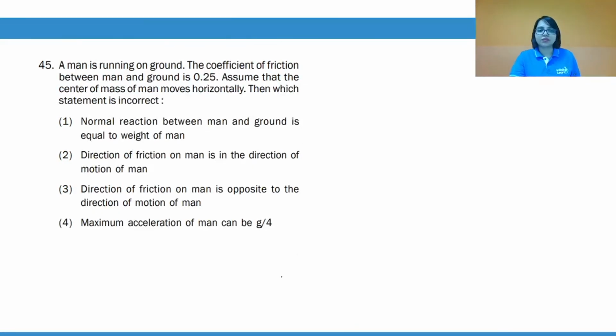Next is question number 45. A man is running on ground. The coefficient of friction between the ground and the man is 0.25. Assume that the center of mass of man moves horizontally, then which of the following statements is incorrect? Normal reaction between man and the ground is equal to weight of the man? Yes, because mg will be in this direction and normal reaction will be in this direction.